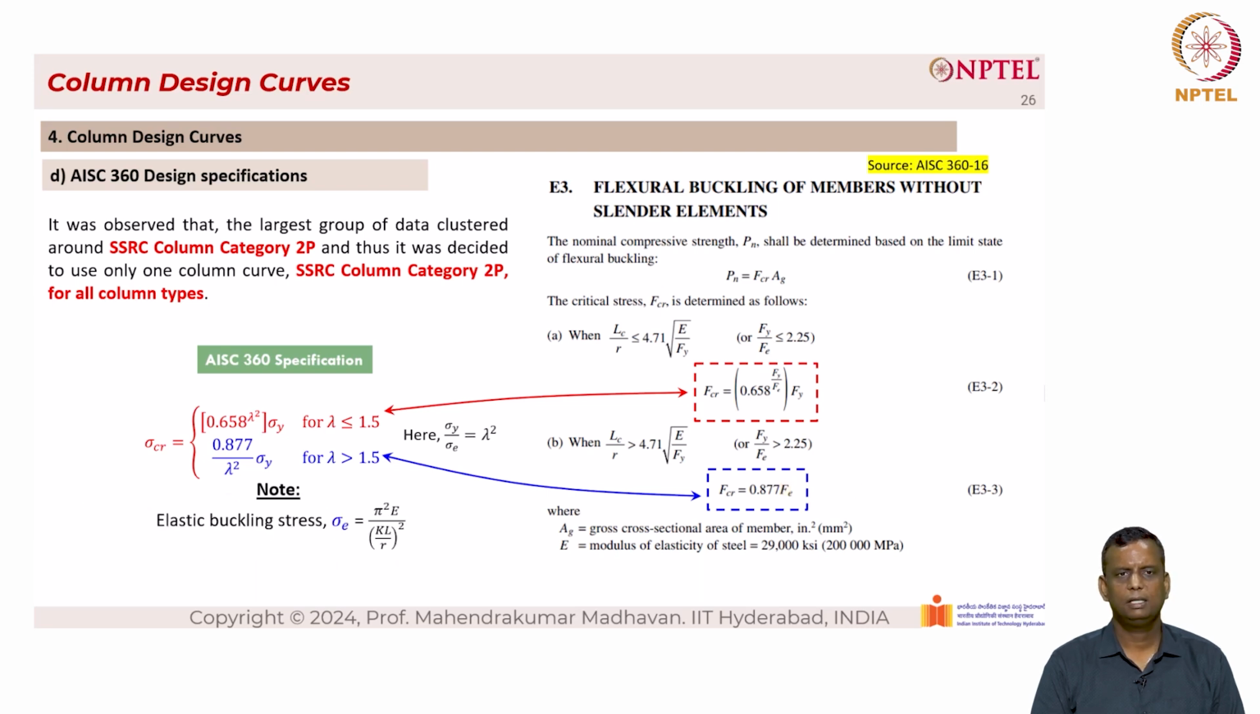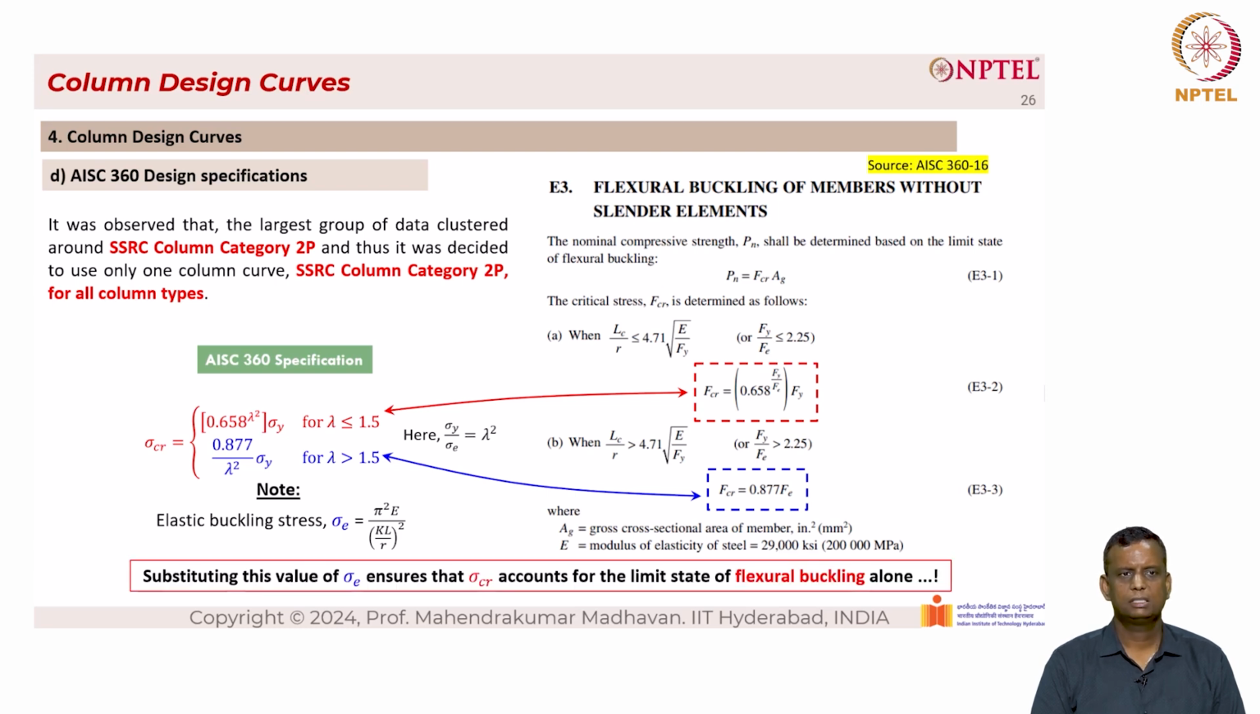We should understand that sigma e equals pi square E by (KL by r) the whole square, which is the elastic critical buckling stress. Substituting this value of sigma e ensures that sigma critical accounts for the limit state of flexural buckling alone. What about other types of buckling? We will see that in the coming classes. Thank you very much.